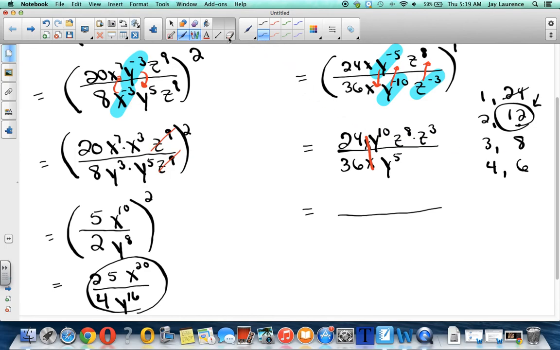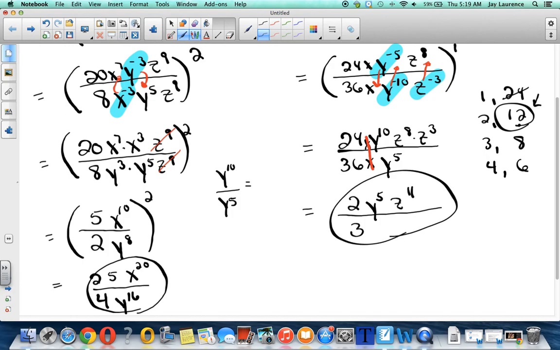All right, so I'm going to divide 24 by 12, and I'm going to get 2. 36 divided by 12 is going to be 3. The x's have canceled. I've got y to the 10th over y to the 5th. Well, that'll be a y to the 5th left in the numerator, won't it? Because y to the 10th divided by y to the 5th, that'd be like 10 y's over 5 y's. They'll cancel. I'll have 5 y's left in my numerator. All right, the z's will be z to the 8th times z to the 3rd, which would be z to the 11th. And there we go. That's it. Only the 3 is left in the denominator.